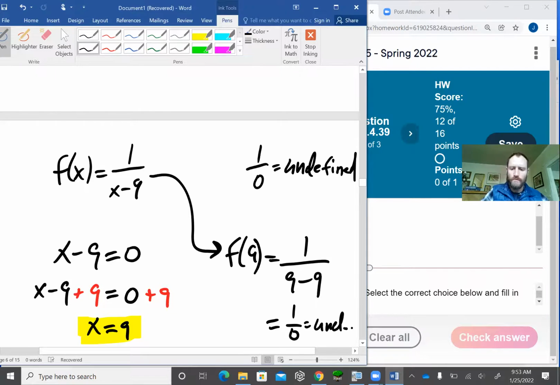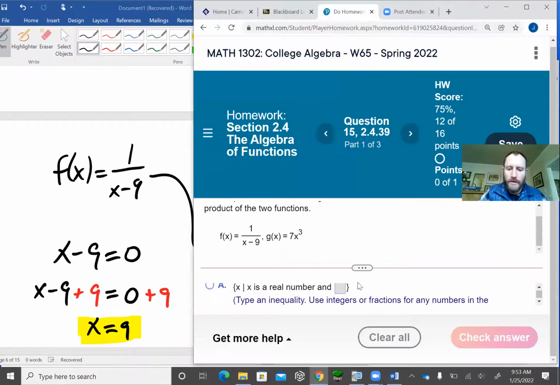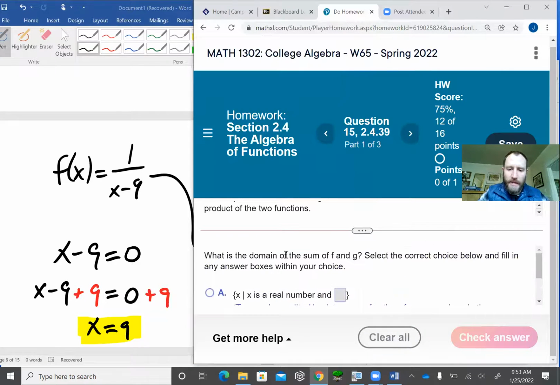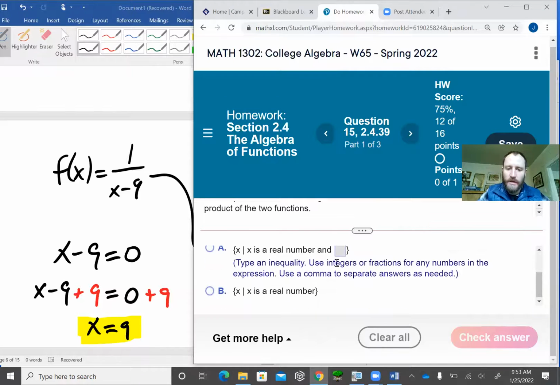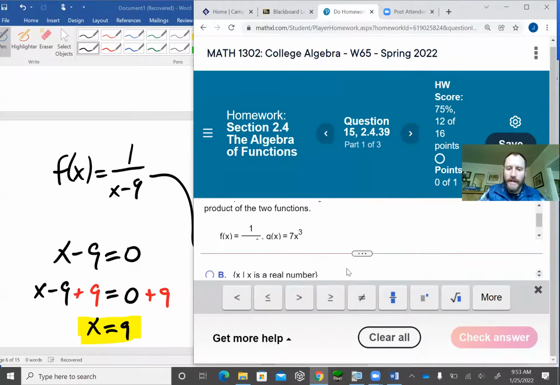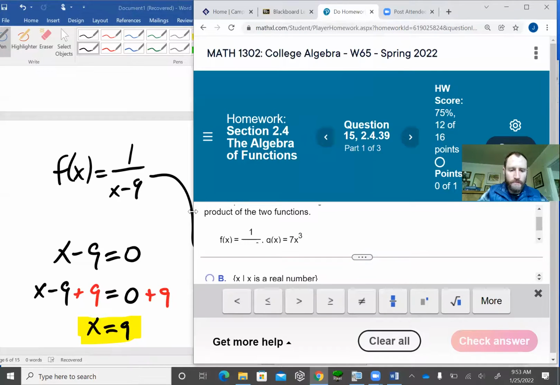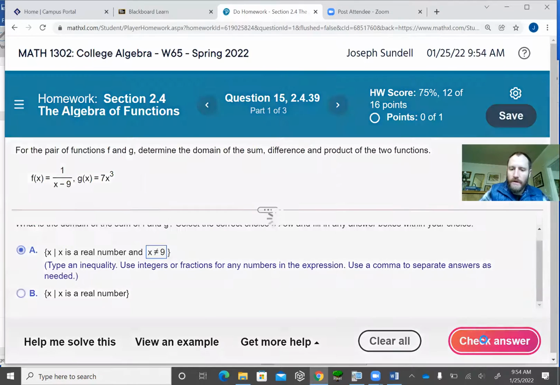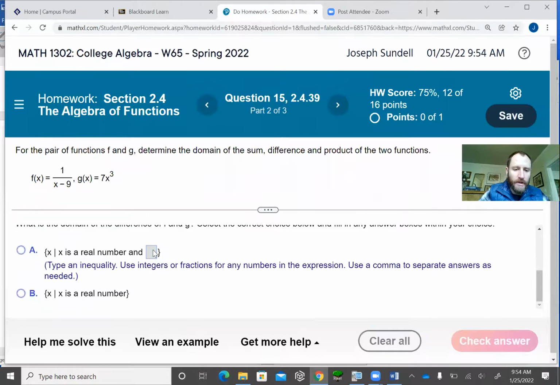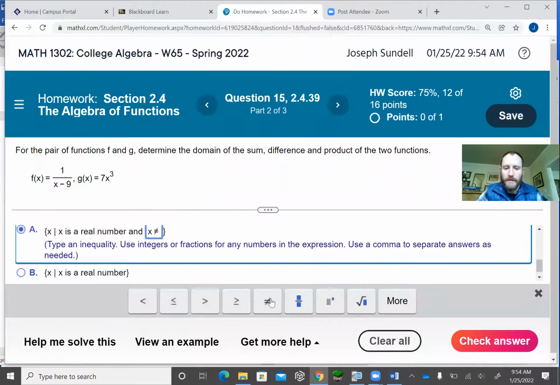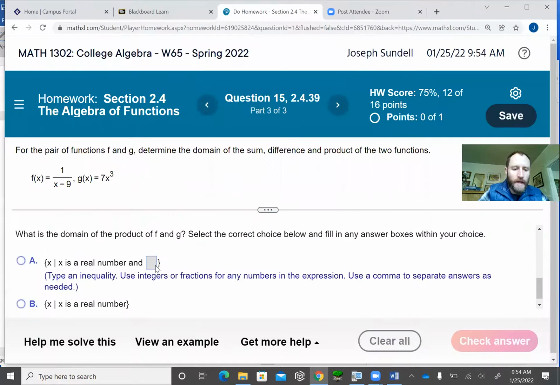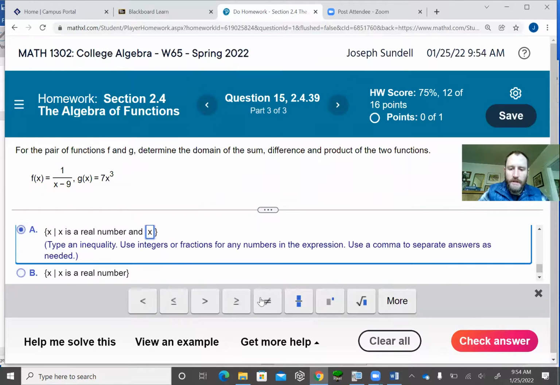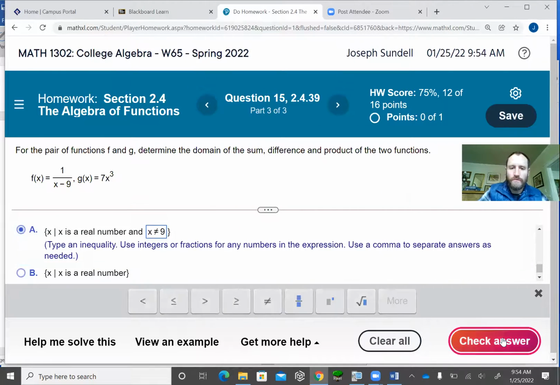Okay, so now the way we write this is, on our answers, they're all going to be the same again, right? So the sum is first, right? The domain is x such that x is a real number. Let me enlarge this. X such that x is a real number and x is not equal to 9. So you're going to have to hit x and then the not equal to button down there and then 9. Okay, and then it's going to be the same thing on all of them. X not equal to 9. And the same thing here for the product. X not equal to 9. Okay.